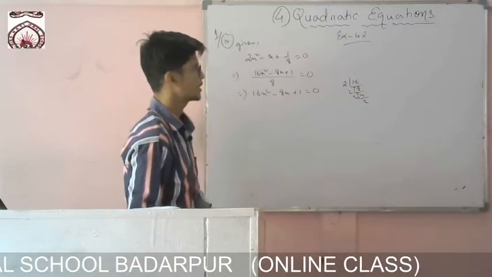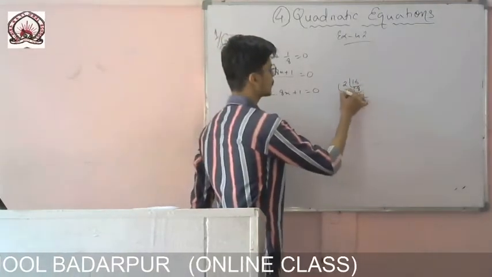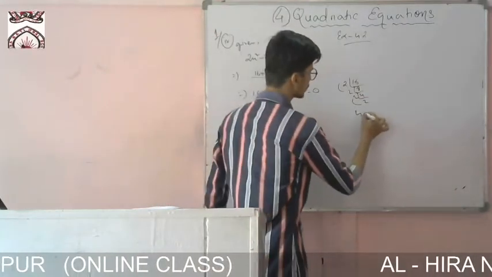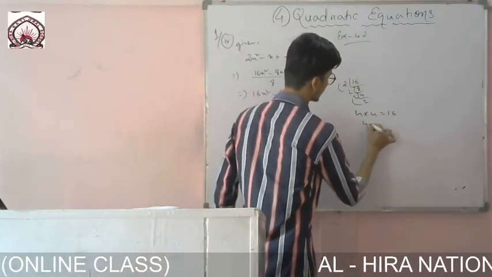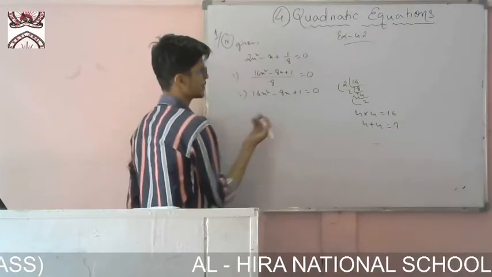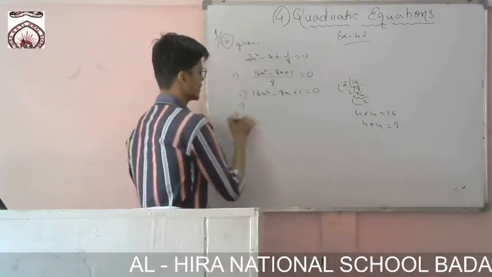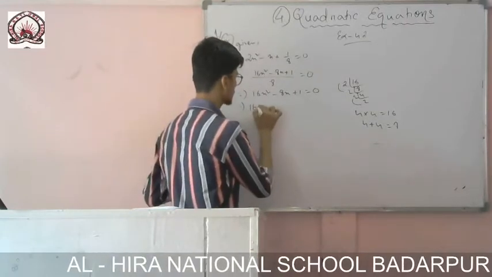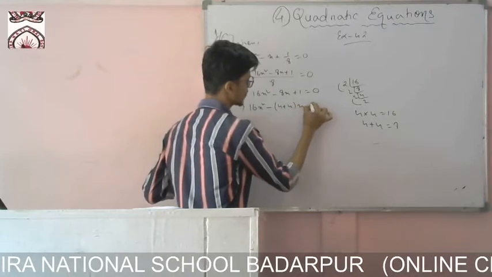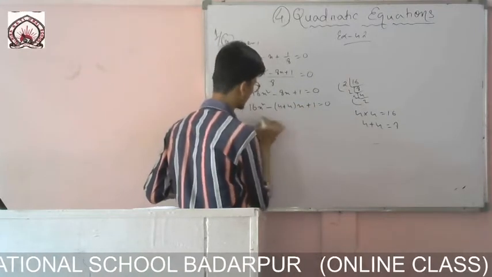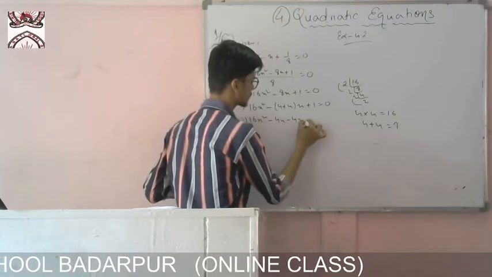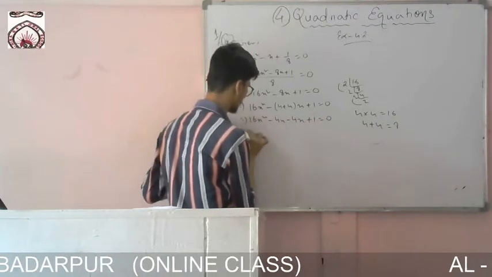So 8 I can write as 4 4s are 16, and 4 plus 4 it is 8. 4 into 4 it is coming 16, and 4 plus 4 it is coming 8. So here 8 is there, and after multiplying we got 16. So splitting, I can do it like this: 16x square minus 4 plus 4 into x plus 1 equals to 0. So 16x square minus 4x plus 1 equals to 0.